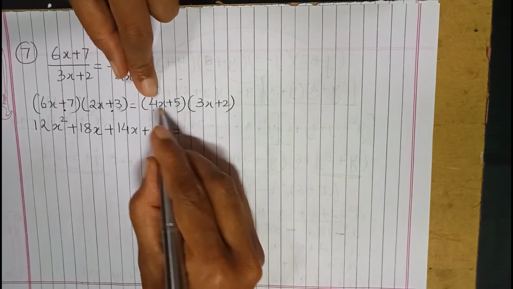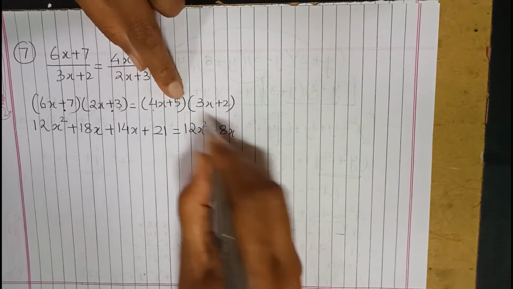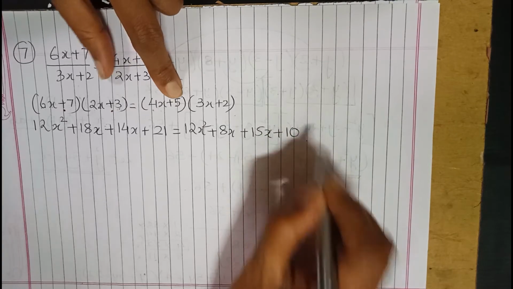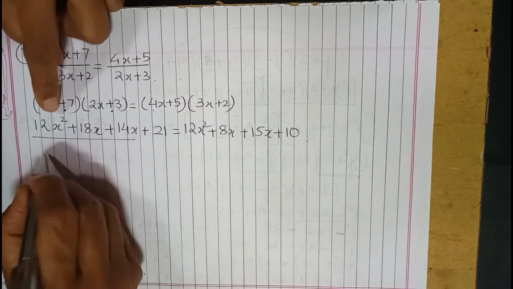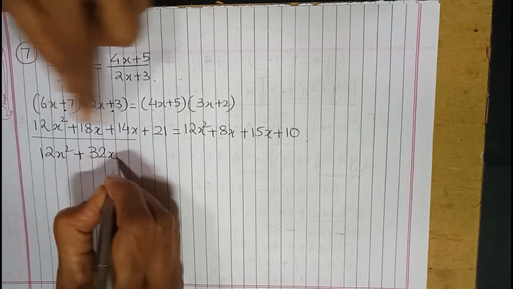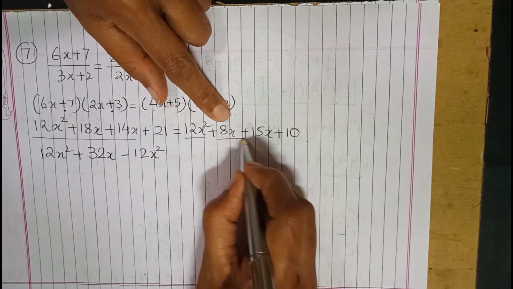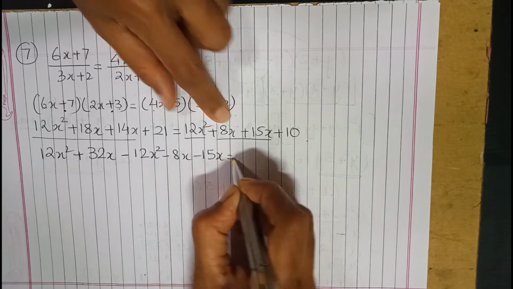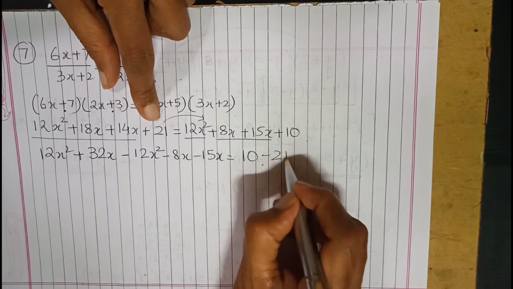Let's go to the right hand side. 4 into 3 is 12x square, 4 into 2 is 8x. Now this one with this, 15x and 10. Now what we do is we take all the x terms on the left hand side. So we already have this 18x plus 14x will be 32x. Now this 12x square, when it comes on the left hand side, will become minus. Similarly these two numbers also, when they come on the left hand side, will become minus. We have 10 here, and this 21 when it comes on the right hand side will become minus.